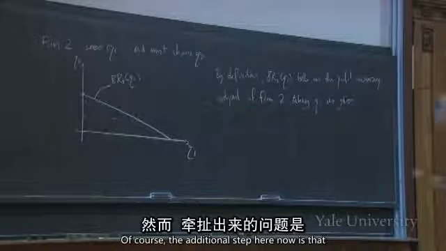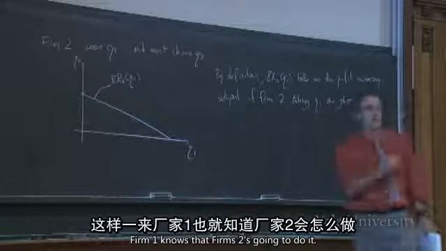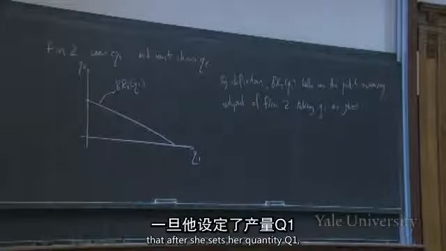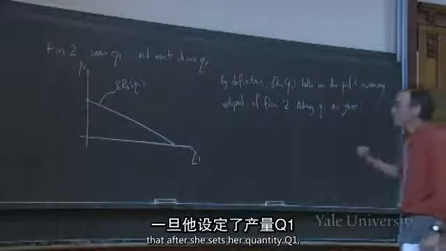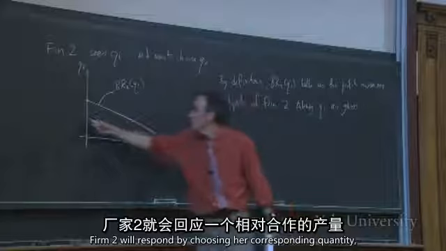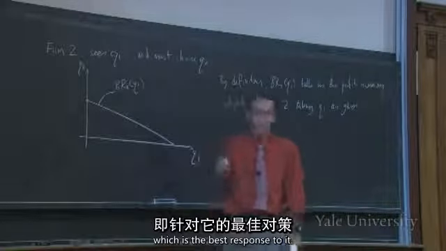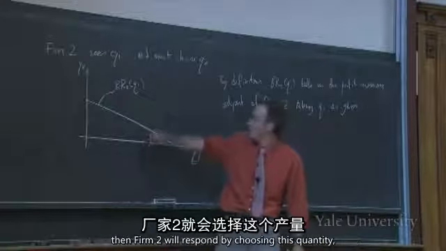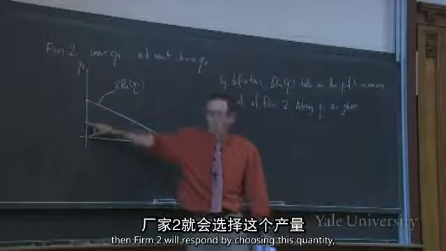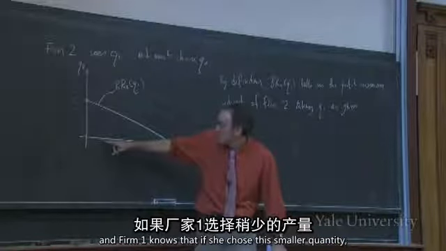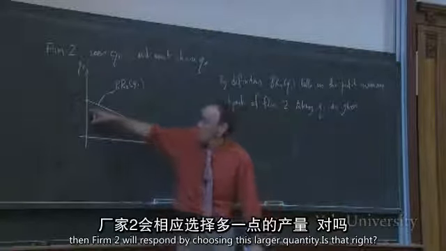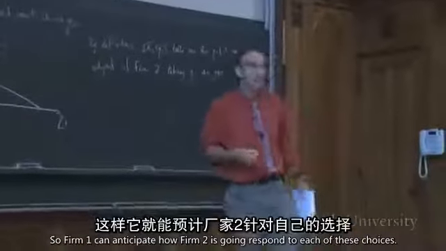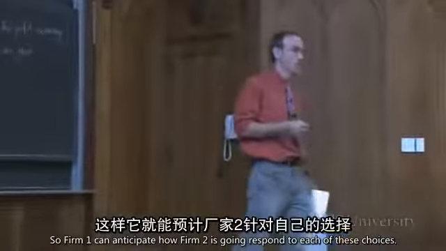Of course, the additional step here now is that firm 1 knows that firm 2 is going to do this. Firm 1 is going to move first, and firm 1 knows that after she sets her quantity Q1, firm 2 will respond by choosing her corresponding quantity, which is the best response to it. So firm 1 knows that if she were to choose this quantity, then firm 2 will respond by choosing this quantity. And firm 1 knows that if she chose this smaller quantity, then firm 2 will respond by choosing this larger quantity. Is that right? So firm 1 can anticipate how firm 2 is going to respond to each of these choices.